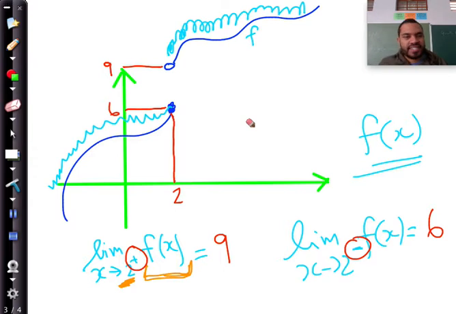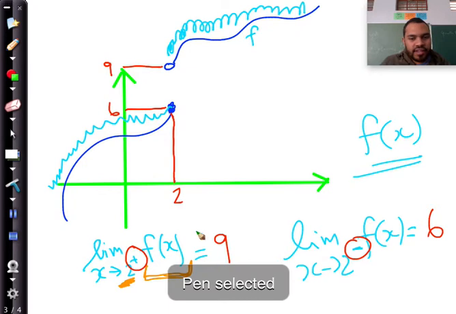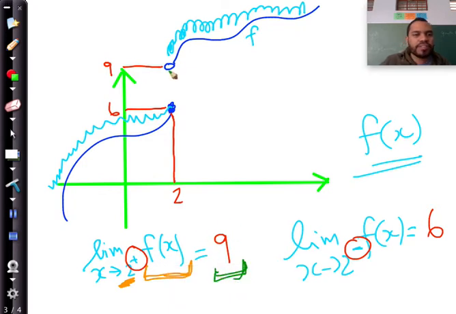So when you look at this and we define this limit, do you all agree with me that 9 is not part of this function? Yeah. Right? Because it's an open circle. Yeah. And when you look at 6, 6 is part of the function.